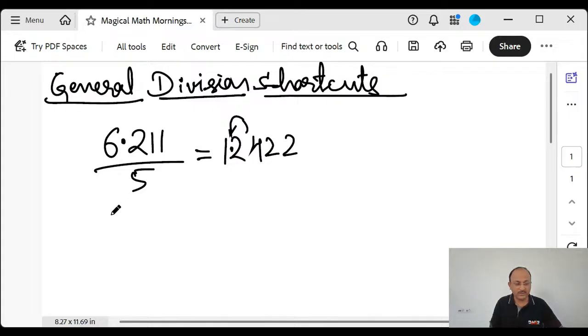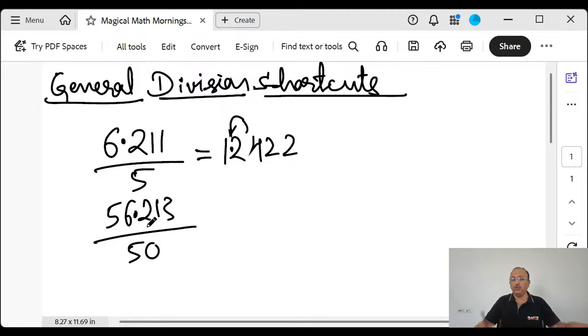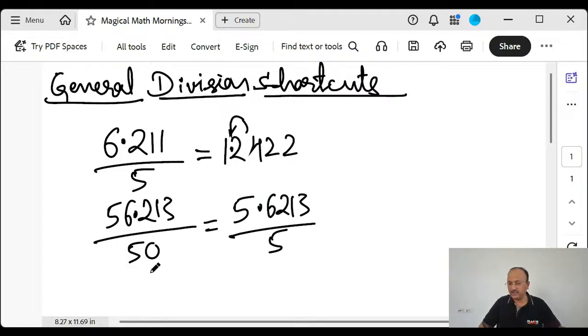Let's take this one. 56.213 divided by 50, I want you to do. How do you do this? First, we'll remove one zero. We can write it as 5.6213 by 5. Correct? Now you go ahead with dividing by 5. Write the double of this and shift one decimal place to the left side. Even if you have 50 or 500 and so on, we do the same thing.